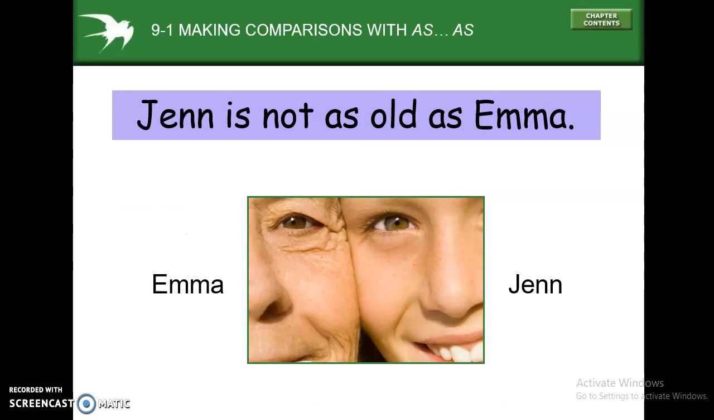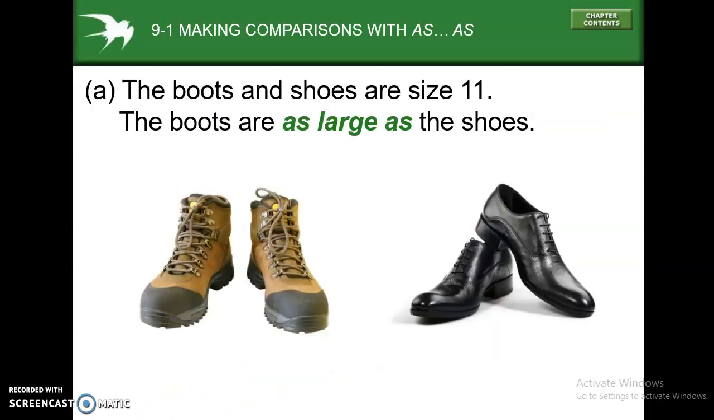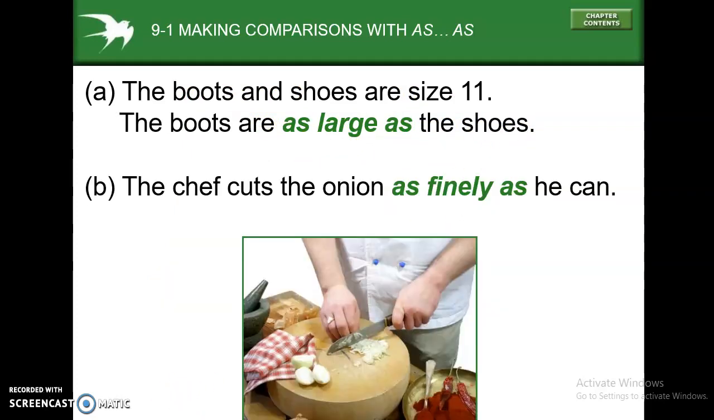So you have a sentence: Jane is not as old as Emma. So this is Emma and this is Jane. Jane is not as old as Emma. The boots and the shoes are size 11, so both are 11 in size. So the boots are as large as the shoes. The chef cuts the onions as finely as he can.